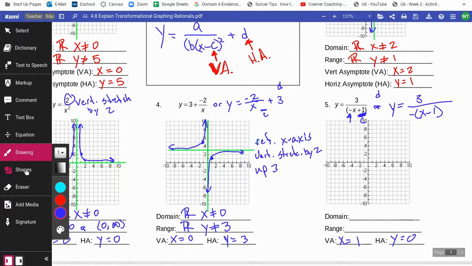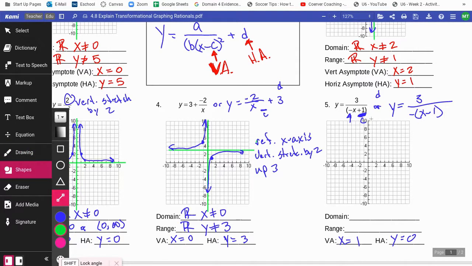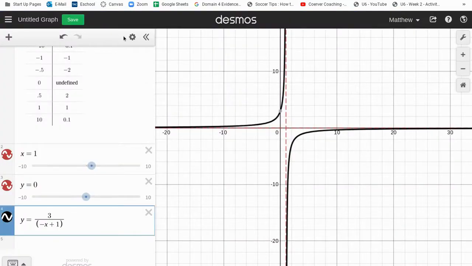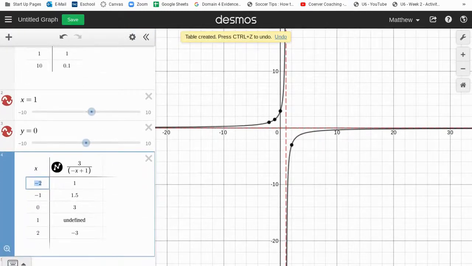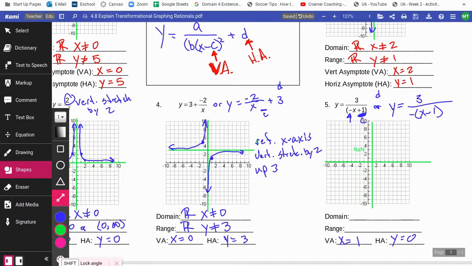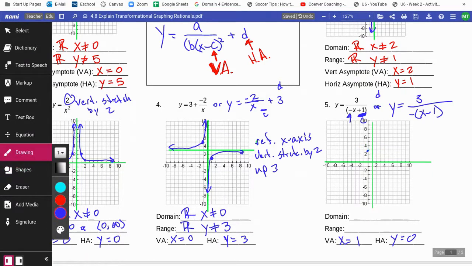And then here we go. Let's graph it. So VA is at x equals 1. HA is at y equals 0. And then I need a point. So we have (0, 3) and (2, -3). So (0, 3), (2, -3), and there is my graph.